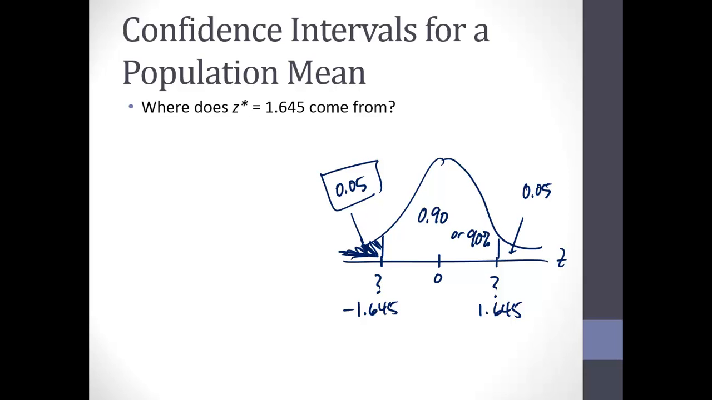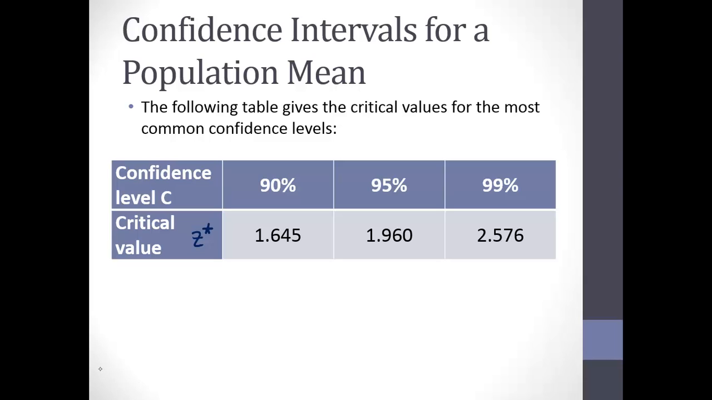So that's how I got that, and I could do the same thing. If I wanted to find a 95% confidence interval, I need 95% of the area in between plus and minus some value. And if I do the same type of calculation, I would get 1.96. If I wanted 99%, I would find 2.576 would be my plus and minus z value there that I would want to use.